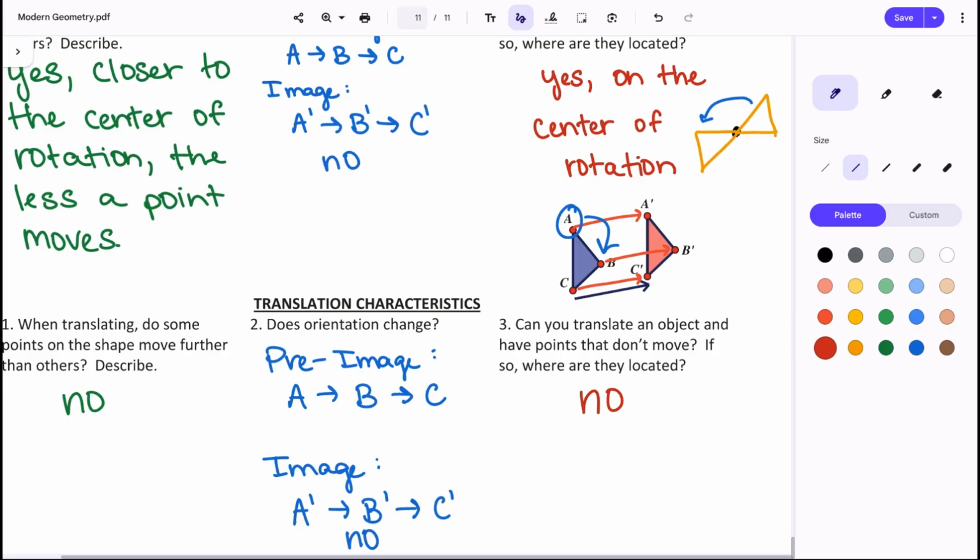So hopefully that didn't trick you too much, just because all the other ones we had yeses for pretty much everything except for the number 2 on rotations. But translations are a little bit different in that everything on that shape is going to move the same amount. Everything's going to be moving, but we still had a no there for its orientation like we did with a rotation.